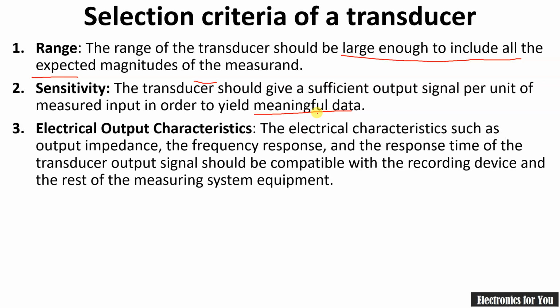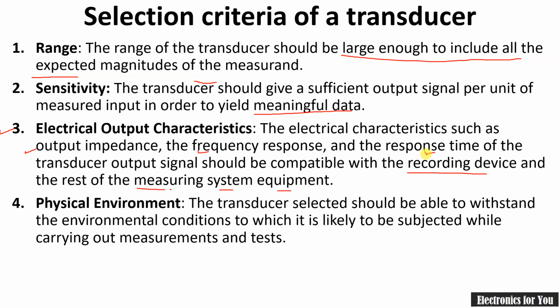The next and very important criterion again is the electrical output characteristics. If you want to record the data, or if you want to use this transducer for the system equipment, so for the measuring equipment, in this case the electrical characteristics, for example output impedance, frequency response, and the response time of the transducer should be compatible with these devices.